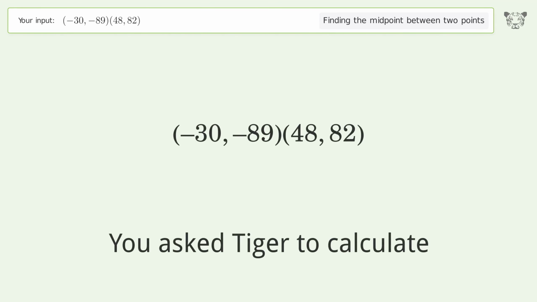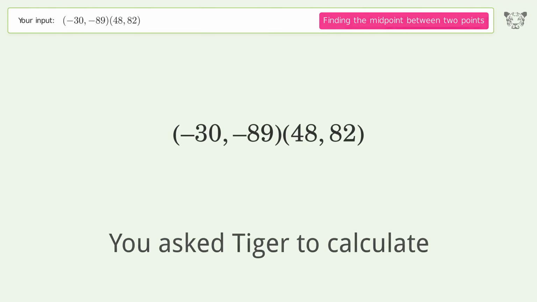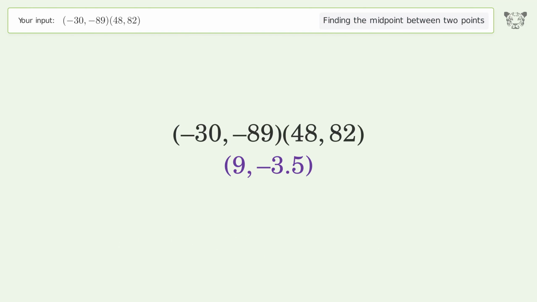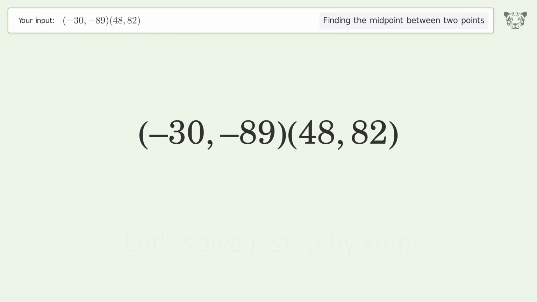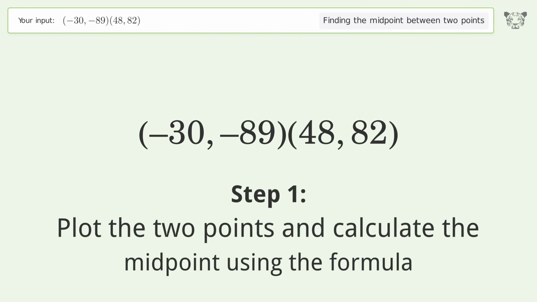You asked Tiger to calculate. This deals with finding the midpoint between 2 points. The midpoint between the 2 points is 9, -3.5. Let's solve it step by step. Plot the 2 points and calculate the midpoint using the formula.